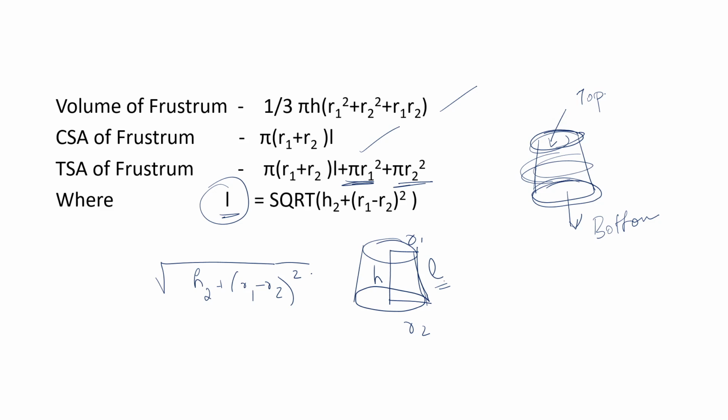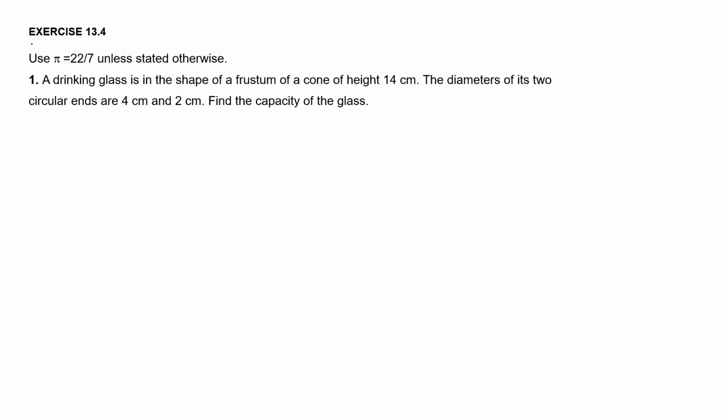Now coming to the exercise. As usual, unless otherwise stated, you have to take pi equal to 22 by 7, so all the time we will take pi as 22 by 7. The first question: a drinking glass is in the shape of a frustum of a cone of height 14 centimeter. The height here is 14 centimeter.